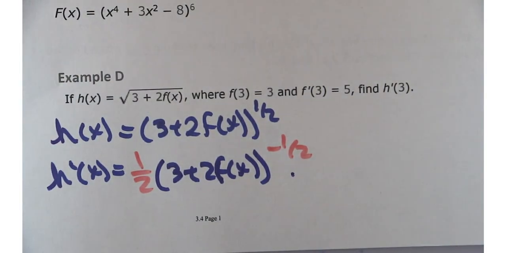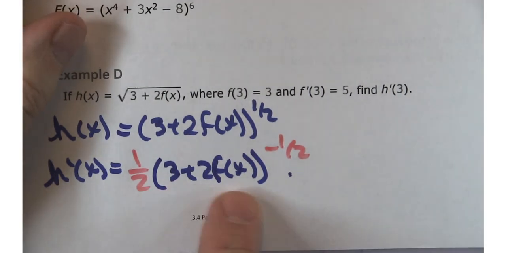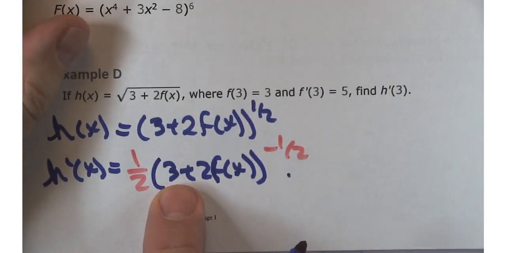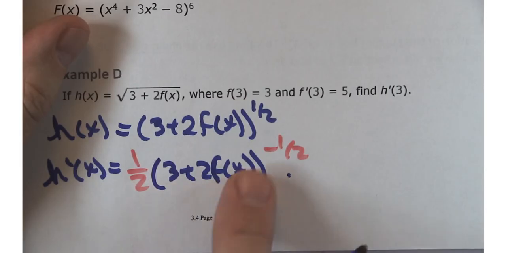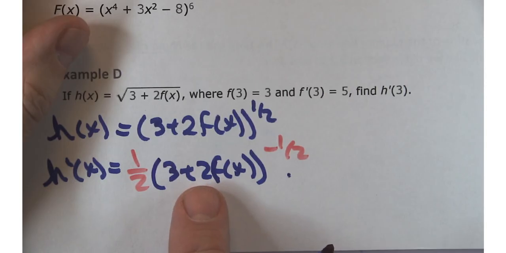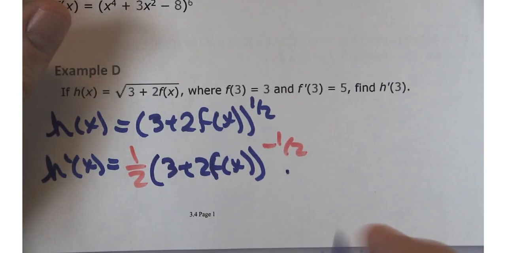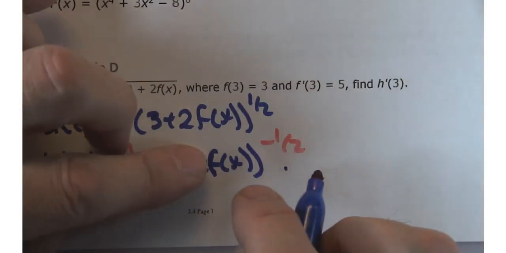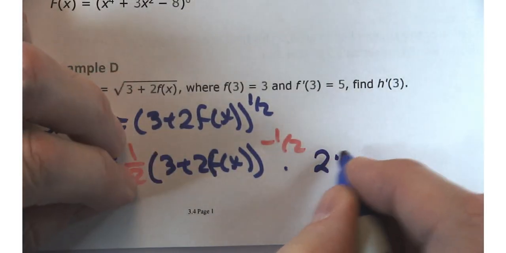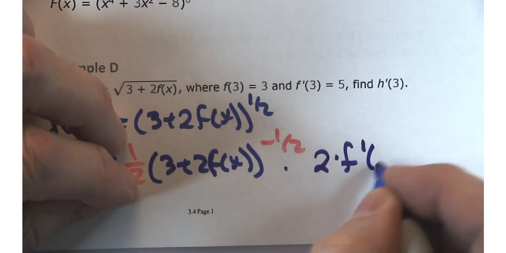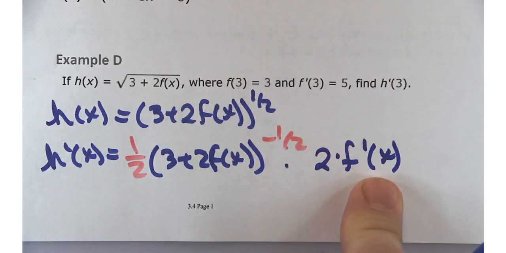Now this is where it gets a little bit tricky, but I think we can handle it. Arlie, help me out with the derivative of the inside. What's the derivative of 3? Now 2 is a constant, so I can kind of ignore that. If I differentiate f of x, it's just f prime of x, right? So I'll multiply this by that constant times the derivative of this function, 2 times f prime of x. Do I know what f prime of x is?